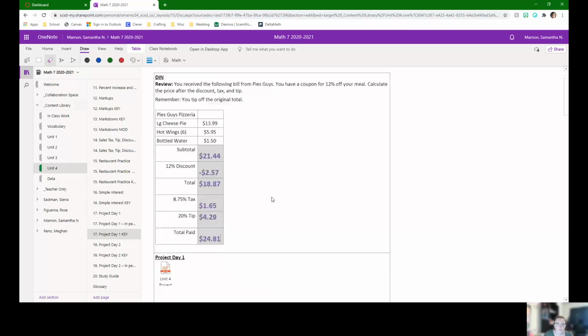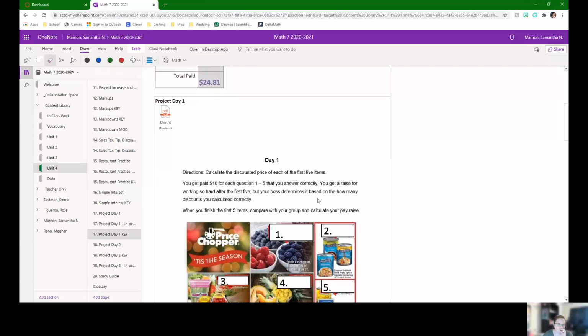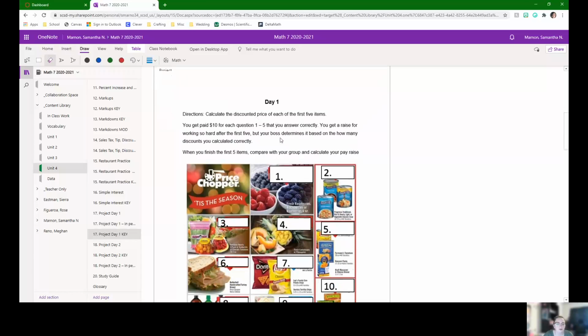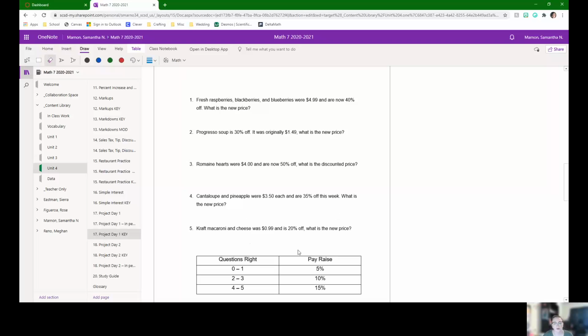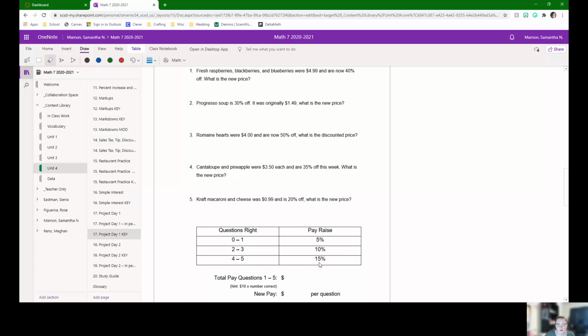So let's talk about your project for today. You can see there's directions. You have to do each discounted price. First you're going to do questions 1 through 5. All of these questions are right here. Each one you get correct will be $10 or 10 Bender Bucks. However many you get right, if you get all 5 right, you're going to get a 15% raise.